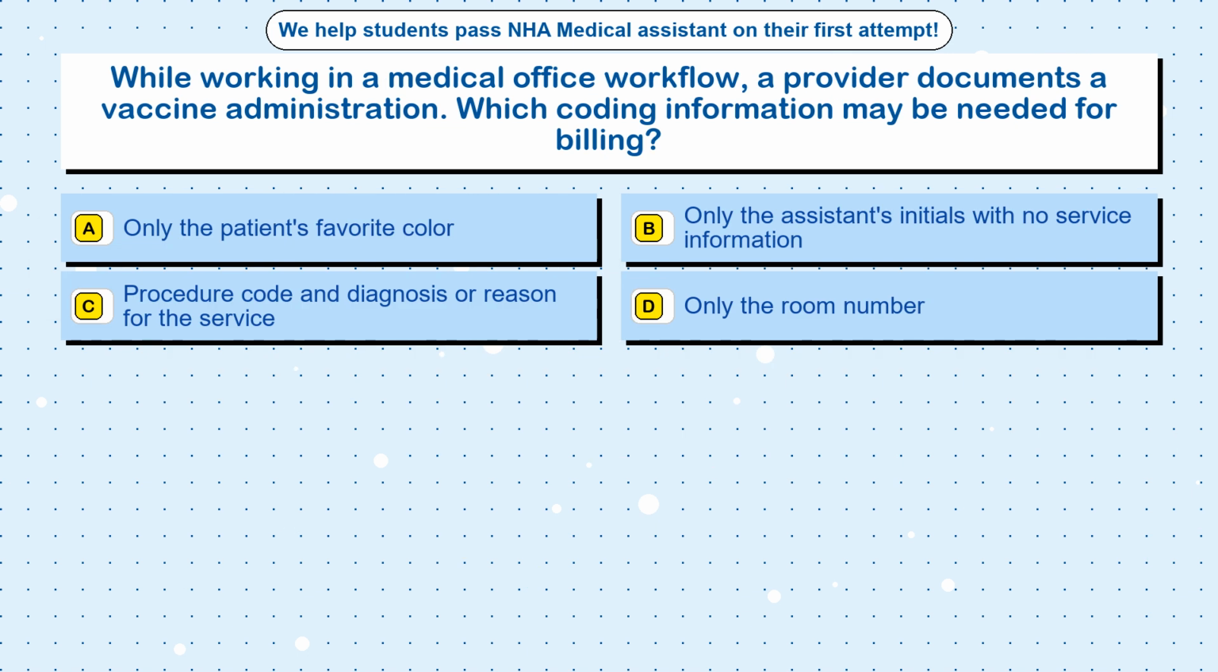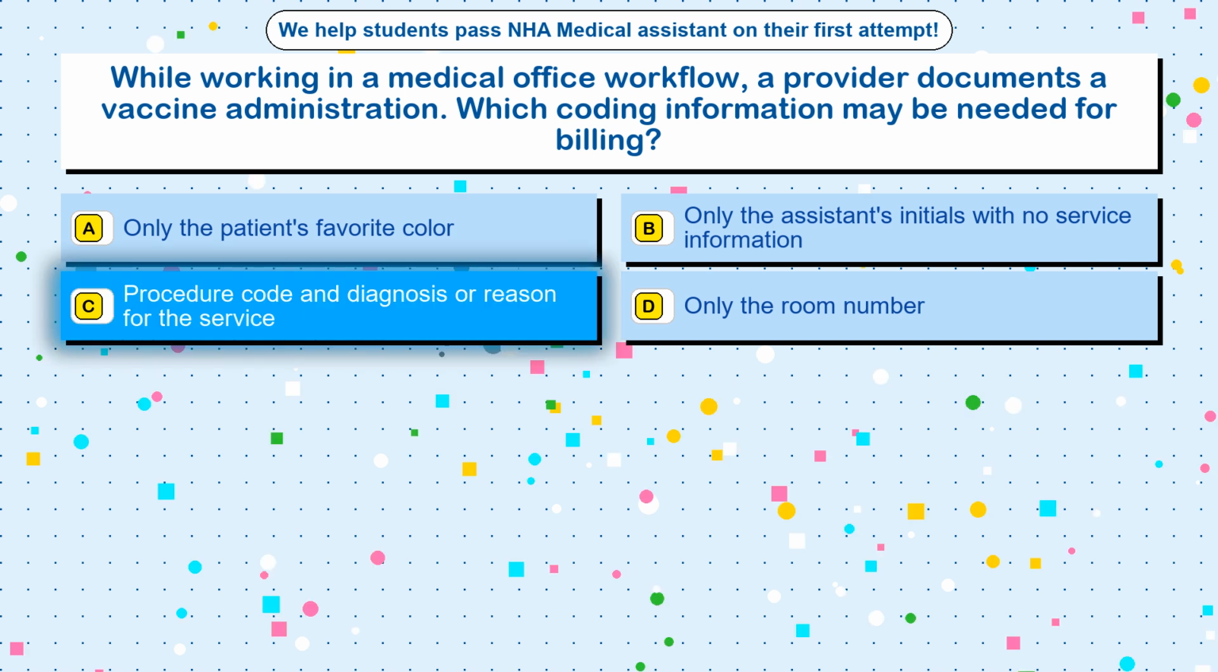Question 13. While working in a medical office workflow, a provider documents a vaccine administration. Which coding information may be needed for billing? Option A. Only the patient's favorite color. Option B. Only the assistant's initials with no service information. Option C. Procedure code and diagnosis or reason for the service. Option D. Only the room number.